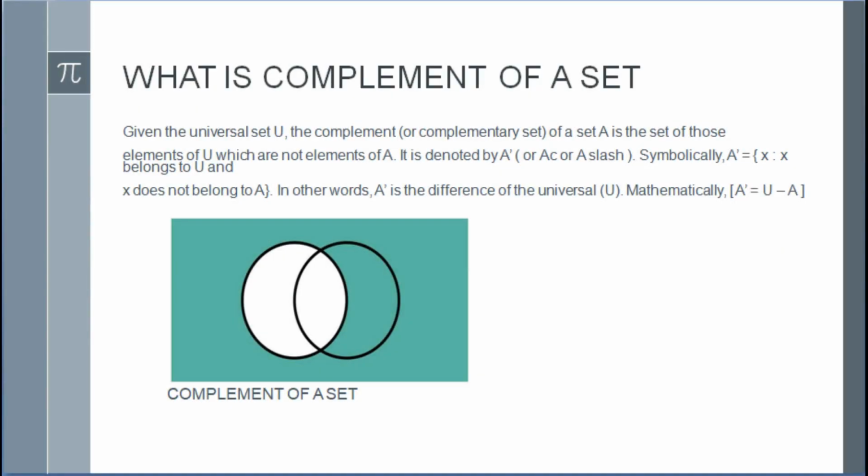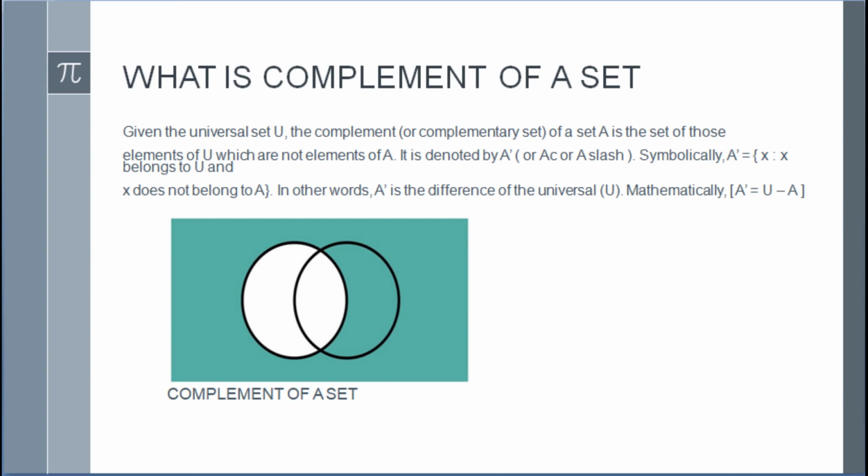The last topic of the day, what is the complement of a set? It is a very important topic. So at first we have drawn two circles and a rectangle. The two circles are the two sets and the rectangular portion is the universal set. Now one example we are taking, universal set equal to 1, 2, 3, 4, 5, 6, 7, 8, 9, 10. And one set A is equal to 1, 2, 3.